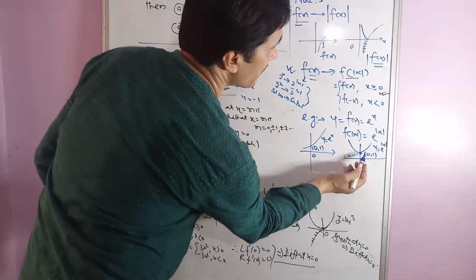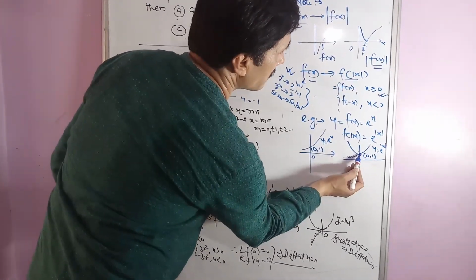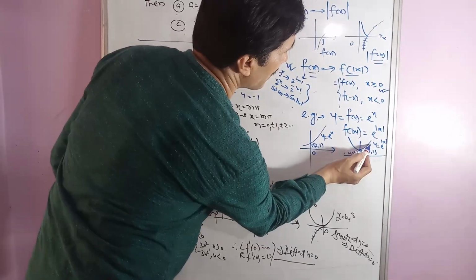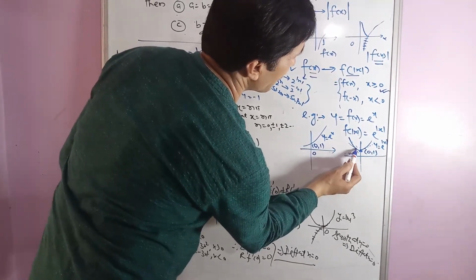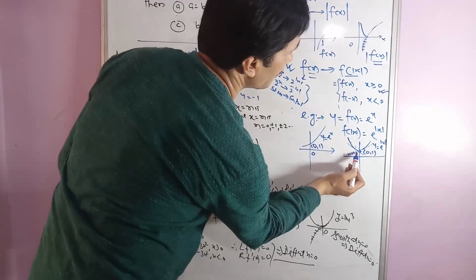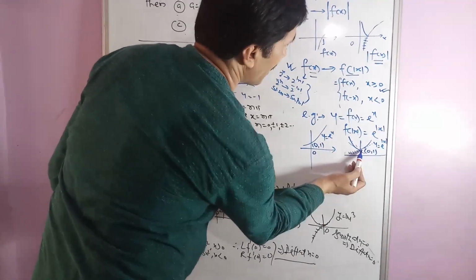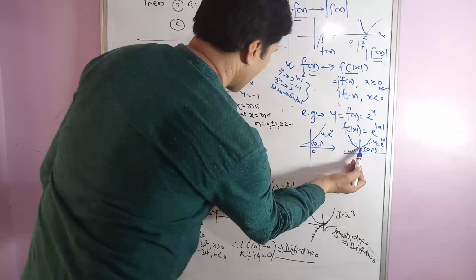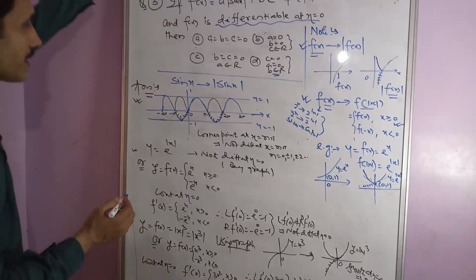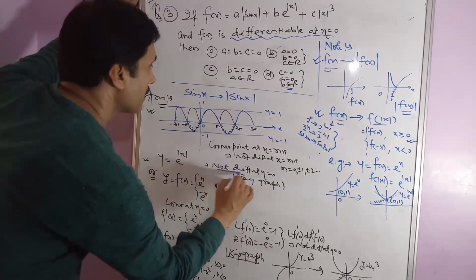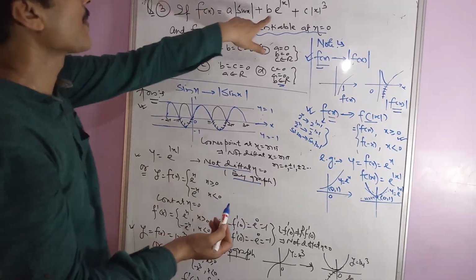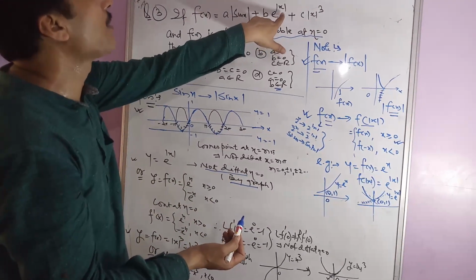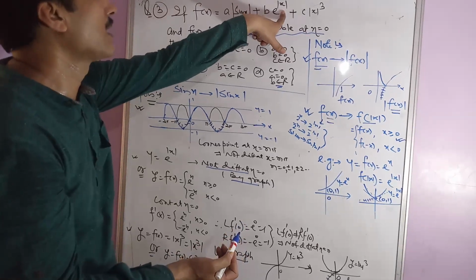Clearly here, at this point (0, 1), the tangent on the right is this line, and on the left is this line. Obviously, two different tangents, so not differentiable at x = 0 by graph. Analytically also, e^|x| is not differentiable at x = 0.